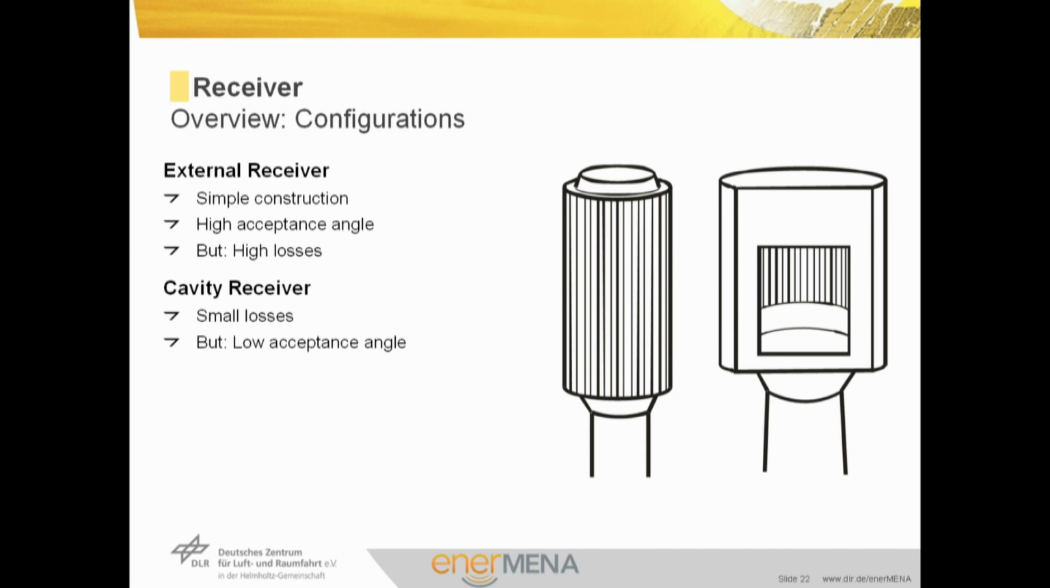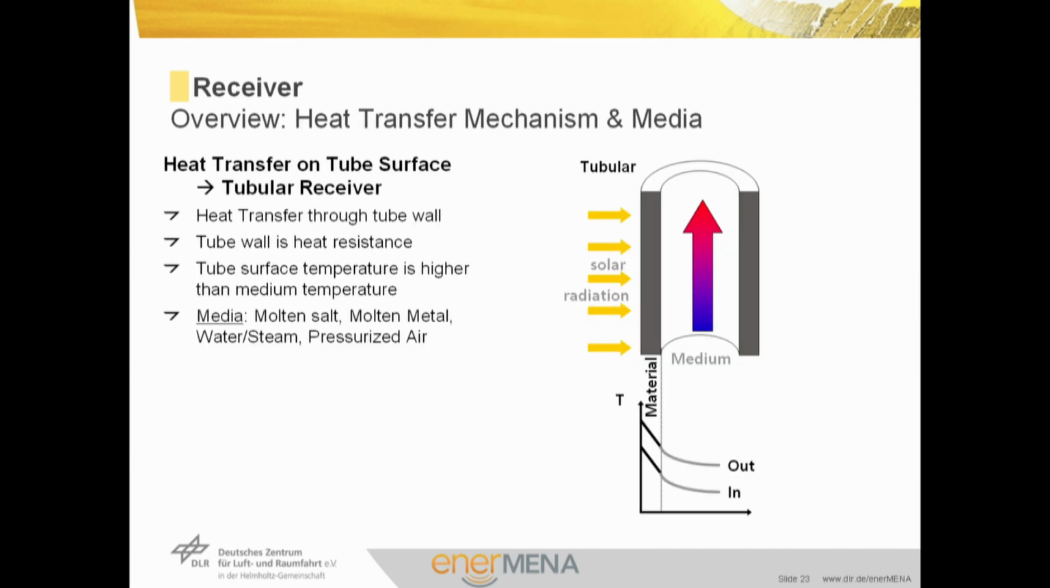Before I go into details of the different receiver tech designs, I want to present the different physical concepts which are used in the receivers. As first example, we have got a tubular receiver. That means we have got a simple tube, shown here on the right-hand side. We have got solar radiation impinging on the tube. And inside the tube, we have got a medium. This medium can be molten salt, molten metal, could be water, steam, or pressurized air.